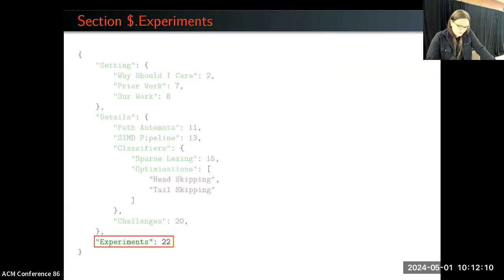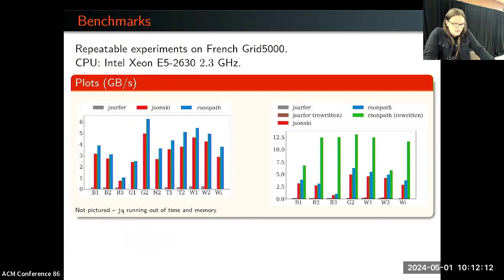And finally, what we were waiting for, the experiments. Here are the results. They are repeatable. You can see blue is us, red is JSON's key. We outclass them due to the depth classifier, the trick of skipping blocks. And very tiny there in gray is JSurfer.